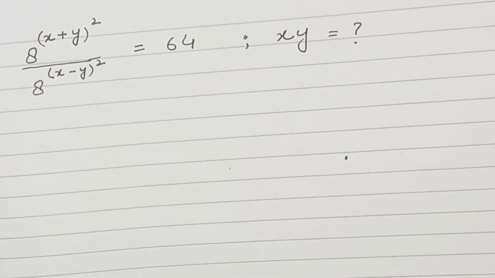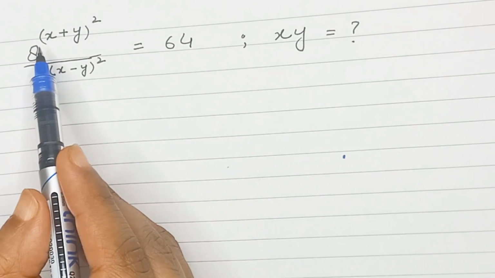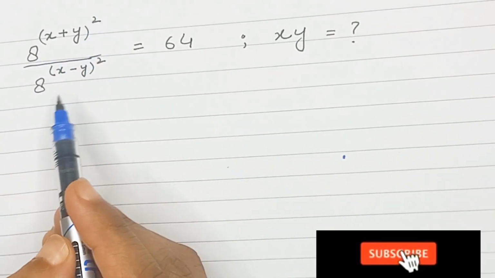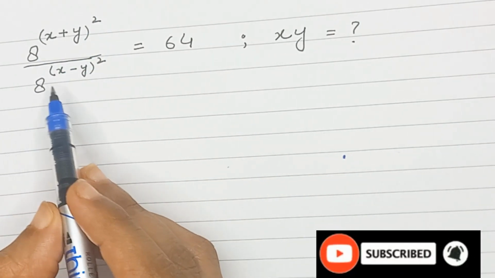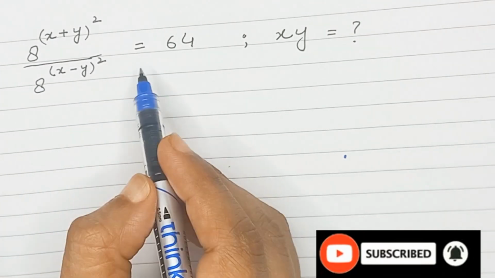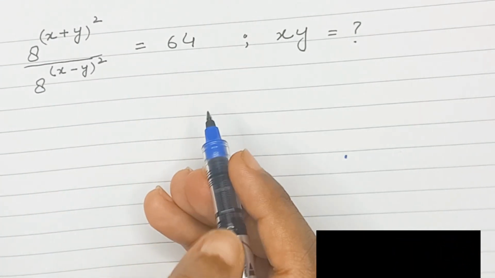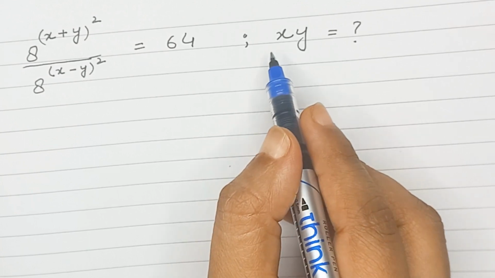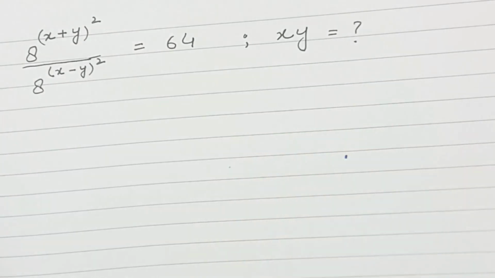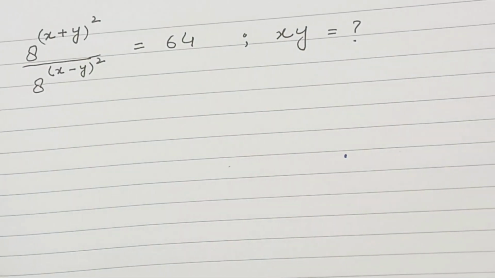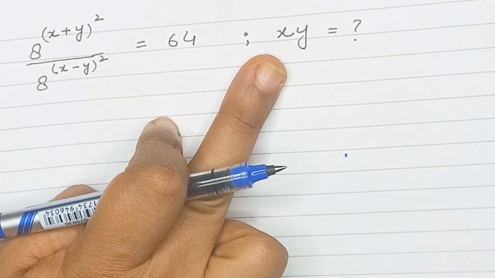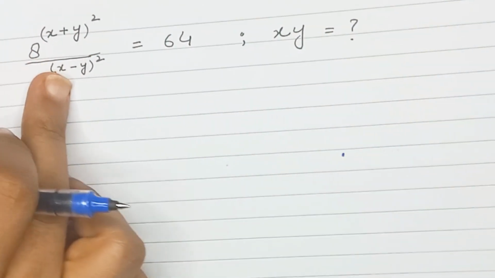Assalamu alaikum friends. Today I am here with a new question, which is (8^(x+y))^2 divided by (8^(x−y))^2, which is equal to 64. And we have to find the product of x, y. So to find the product of x, y, we will simplify this given equation.